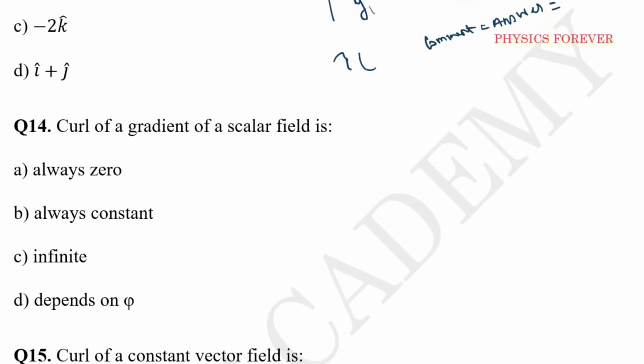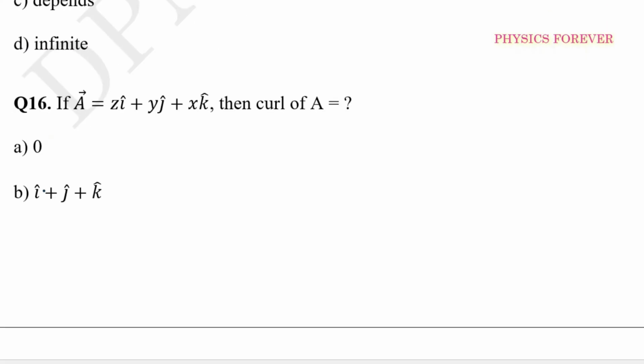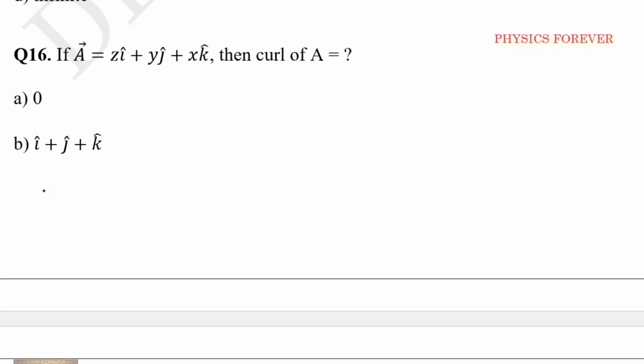Okay, but if you solve it, it takes more time. But question 14: the curl of the gradient of a scalar field is, the correct option is always 0. Option A is correct. Okay. So then the curl of a constant vector field is also 0. So mostly 0 will come, but don't mark it quickly. Sometimes there will be an unexpected answer.